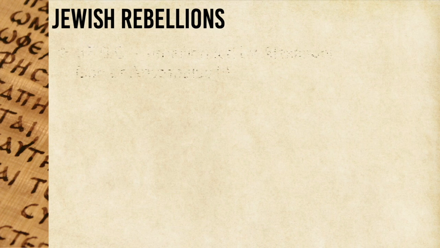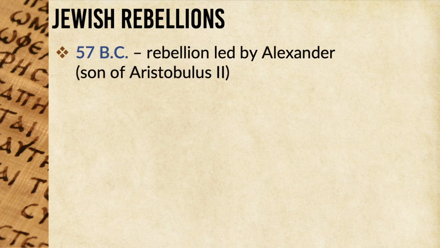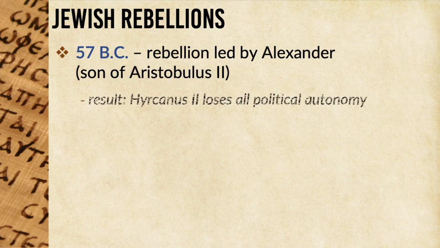So, for example, in 57 BC, there's a rebellion that's led by Alexander. Alexander is the son of Aristobulus II. Remember, there's a dynastic struggle between Hyrcanus II, Aristobulus II. Hyrcanus II wins with Pompey's help. Alexander is Aristobulus' son. He's not very happy about this. So in 57 BC, which is only about 6 years after Pompey takes over, he's going to lead a rebellion against Roman rule. Now, the result of that rebellion is that Hyrcanus II loses all political autonomy.